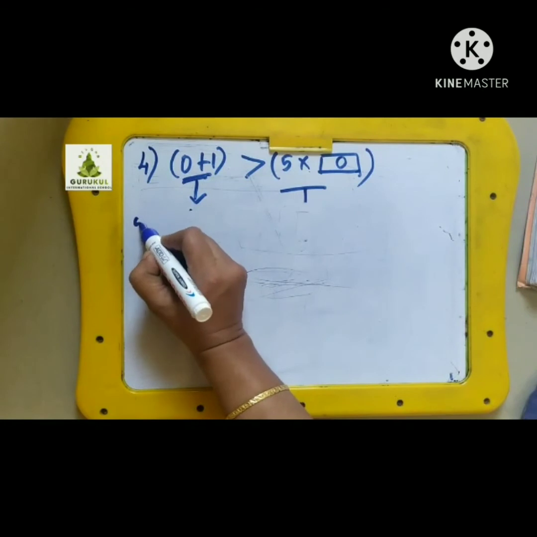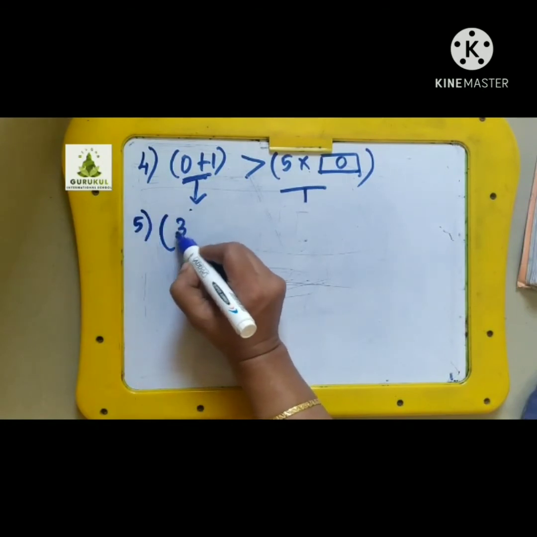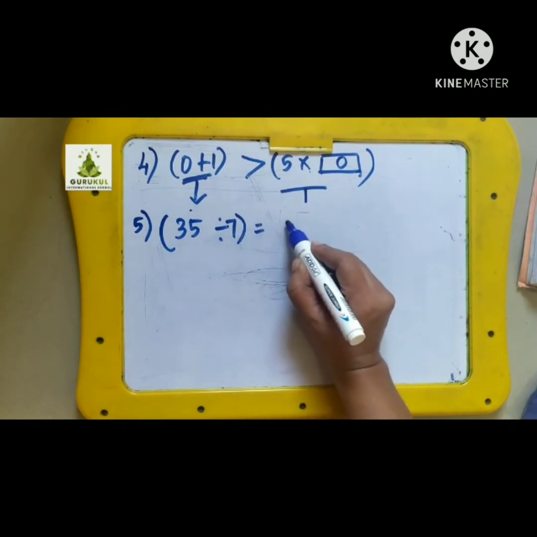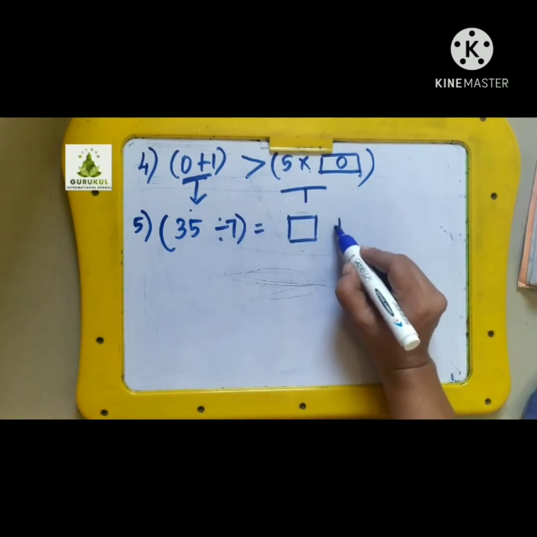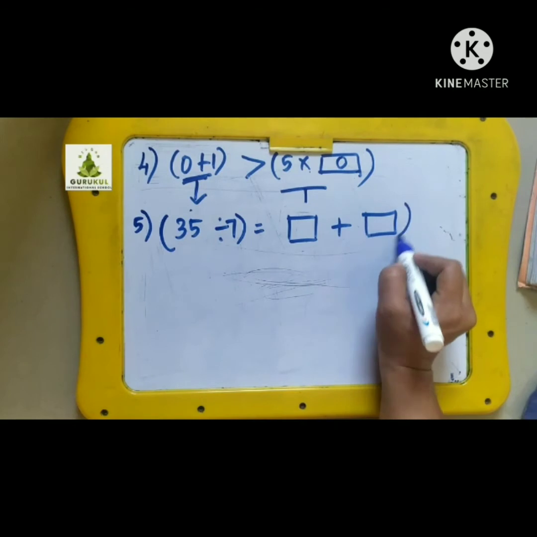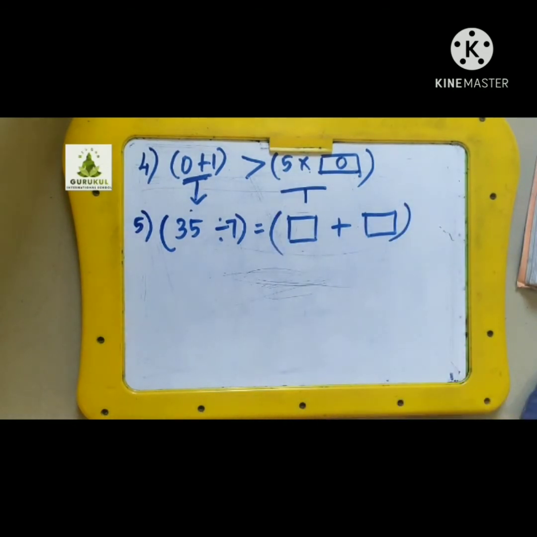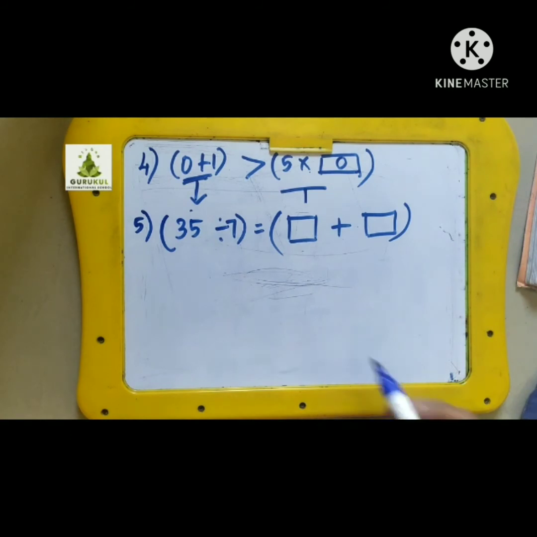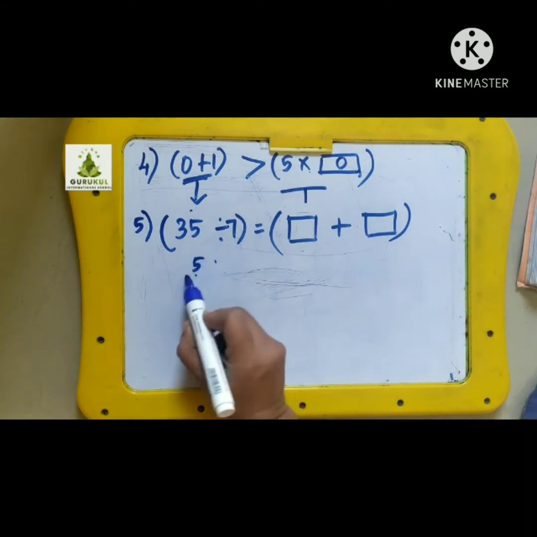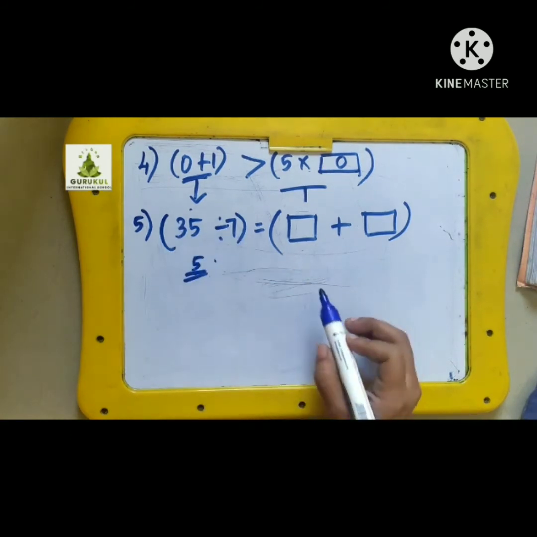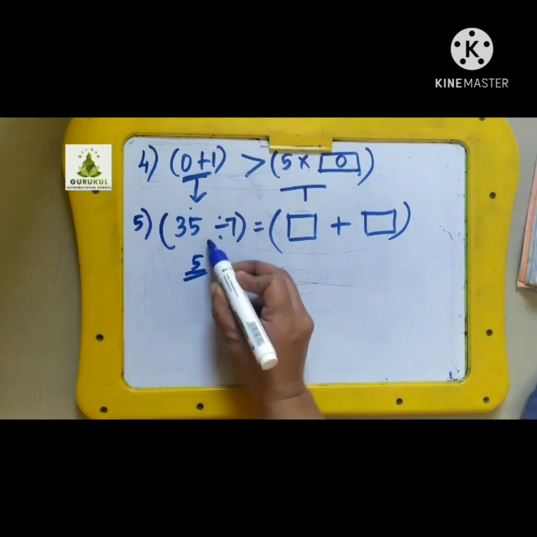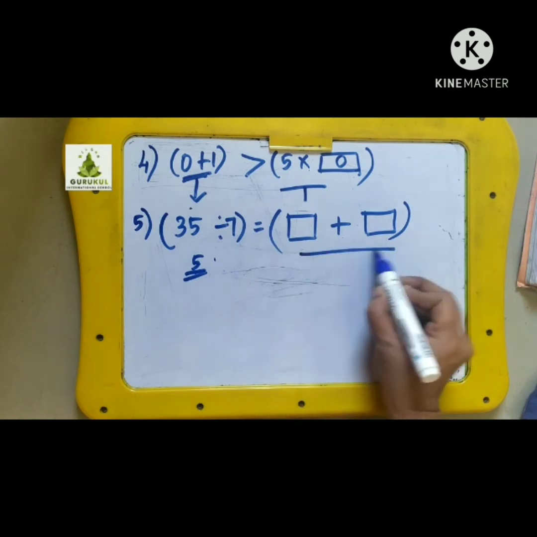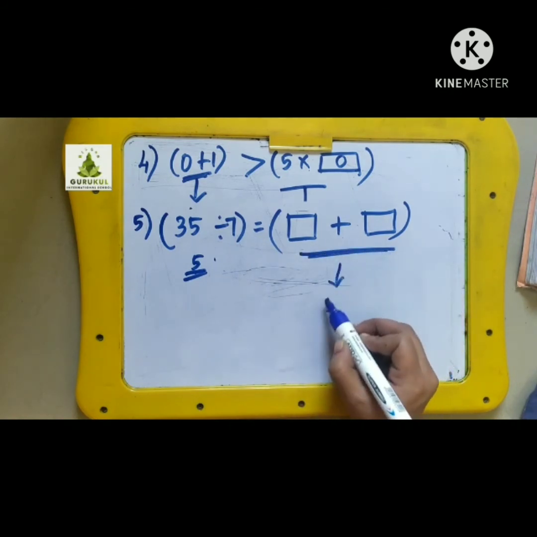Now see the fifth number there you have. It is 35 divided by 7. And here you have to identify both the boxes, both the expression boxes. Now here 35 divided by 7 gives you the answer what? 5. 7 5s are 35. Now here your left hand side answer is 5. It is giving you an equal answer for the right hand side also, 5 only.